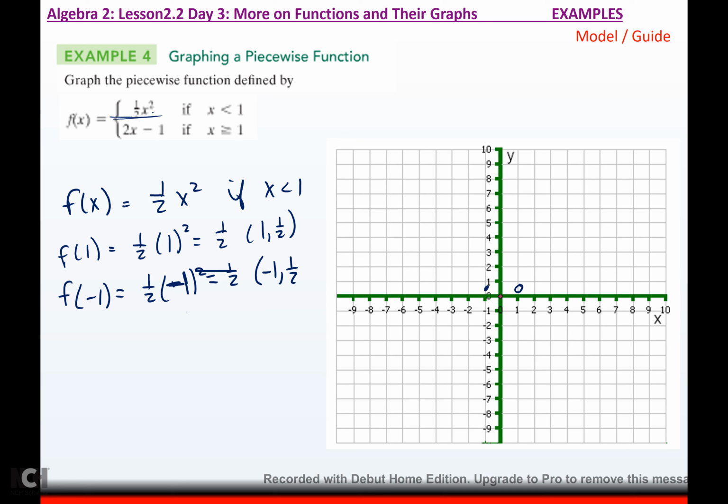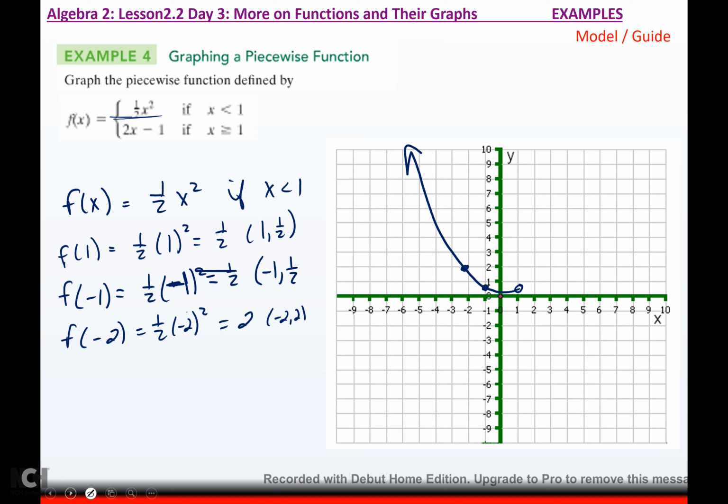This is a parabola. It's just that I'm only drawing this half of it. So it's going to look like that. And you could pick more points to get it more accurate. I could have picked f of negative 2. That would be 1/2 times negative 2 squared. That's 4 times half of 4 would be 2. Negative 2, 2 would be right there. And again, we know it makes a parabola shape.